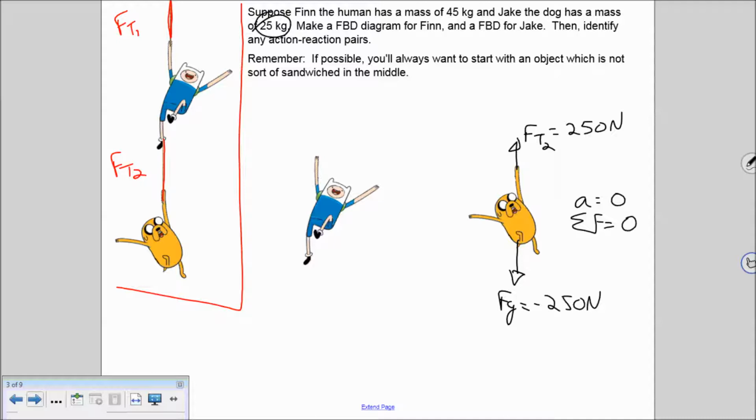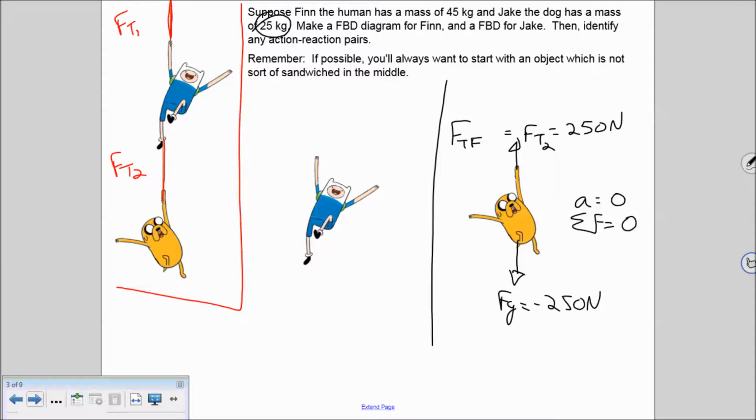Now, where's that tension coming from? If you look at the drawing, the other end of the rope is attached to Finn. So we're going to label this as the force of tension, but it's Finn at the other end of the rope that's providing that tension. I'm going to put a little F there to indicate that the tension is coming from Finn. So there we go. That is the deal for Jake.